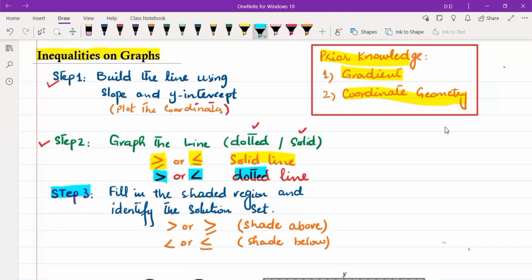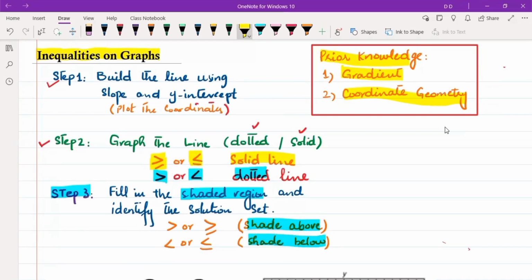Third step means we need to identify the solution set, or you can say we need to shade the required region. Okay, we always shade in two ways. We normally shade above the line and we shade below the line.